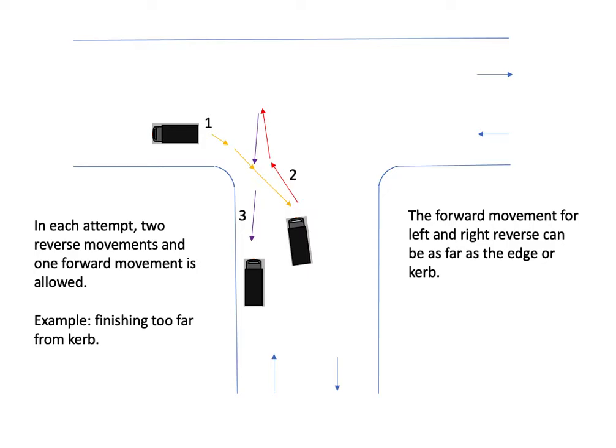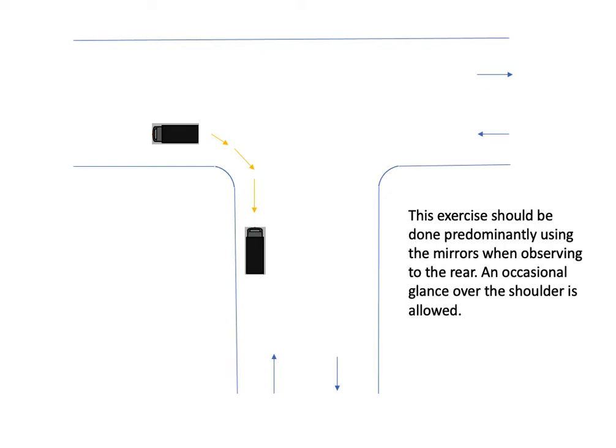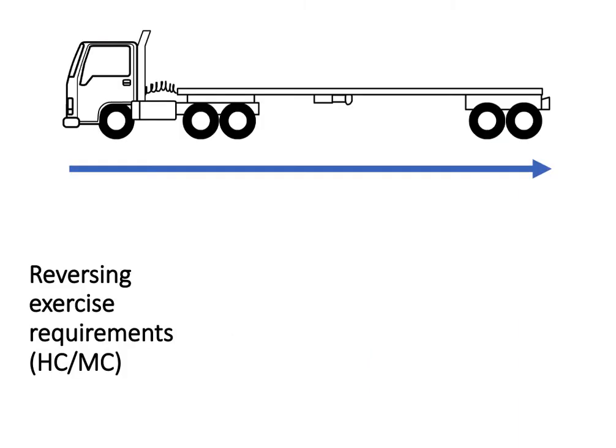This may occur, for example, when finishing too far from the curb. The forward movement for left and right reverse can be as far as the edge or curb. This example is the applicant is finishing too close to the curb, so they've decided to stop, go forward, and then come back again. This exercise should be predominantly using the mirrors when observing to the rear. An occasional glance over the shoulder is allowed.